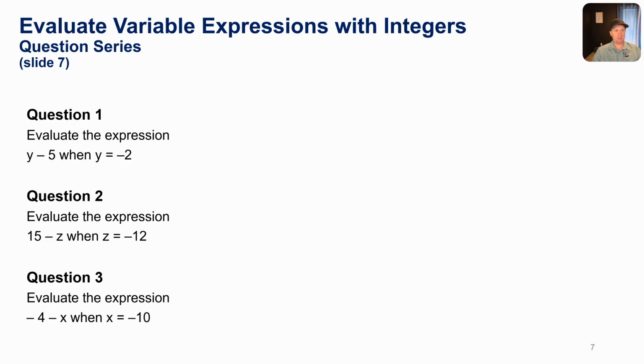Next, let's look at evaluating variable expressions with integers. So starting with question number 1, we have the expression y minus 5. And we're asked to solve for this when y is equal to negative 2. In other words, we're going to substitute our now known number into the variable here. So doing that, our first step is substitution. Negative 2 goes into the y variable. So negative 2 minus 5 here.